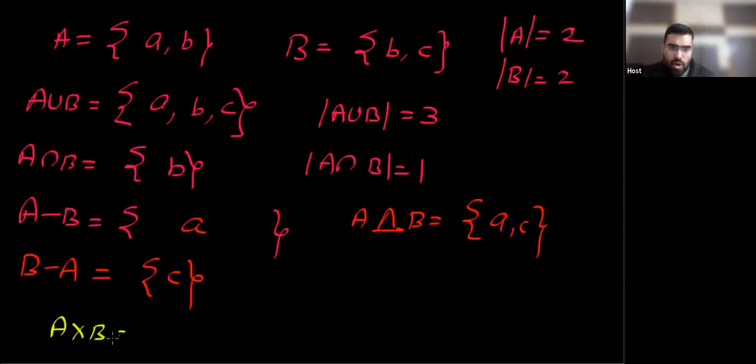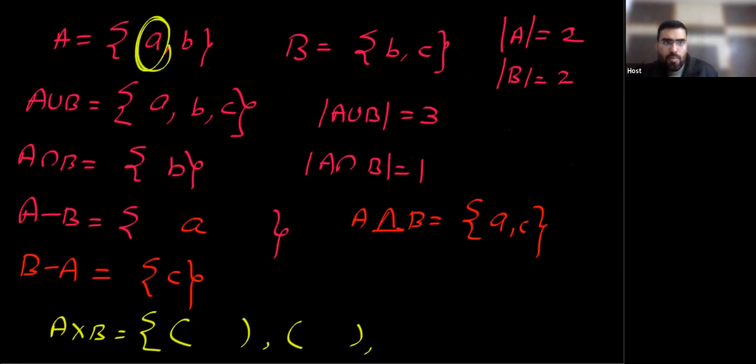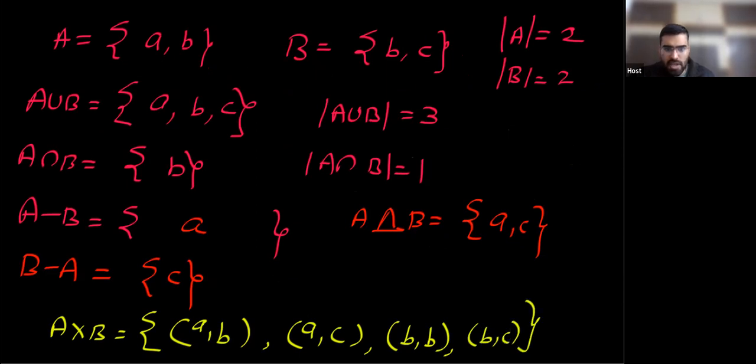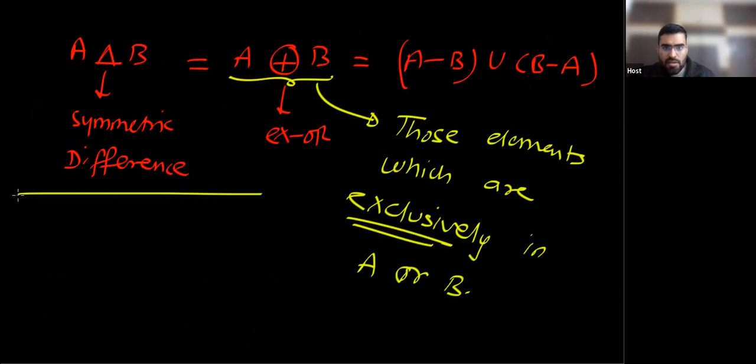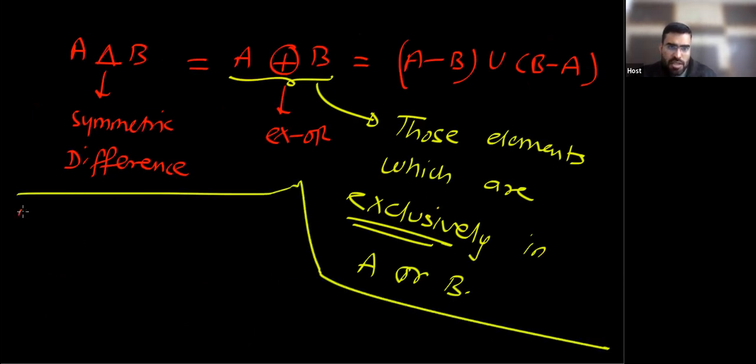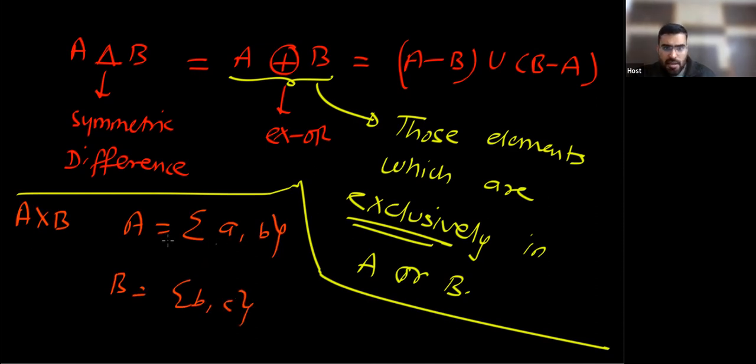Similarly, you can notice what the Cartesian product is. Cartesian product means this is the set of ordered pairs. The first element will come from A, the second element will come from B. So here it will be A comma B, then A comma C, then B comma B, and then B comma C. The Cartesian product is very simple. A cross B means A with B, A with C, and B with B, B with C. So this is your Cartesian product.